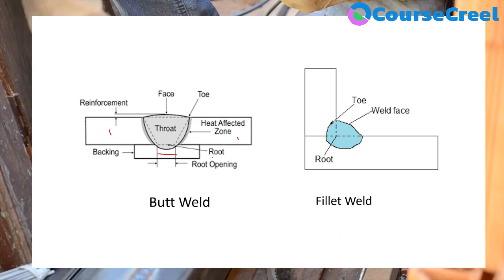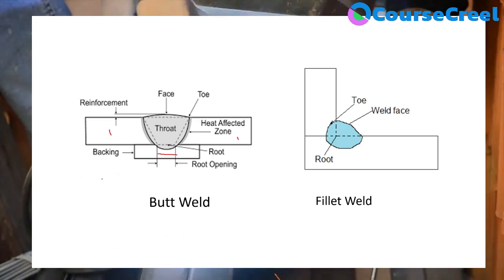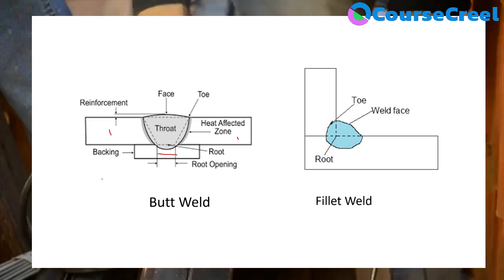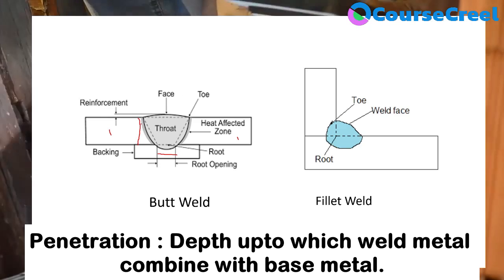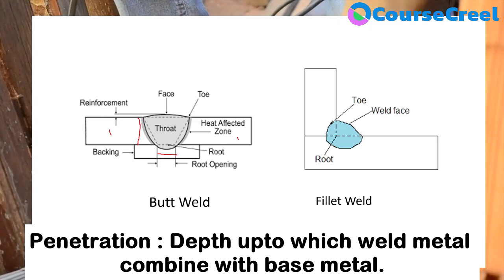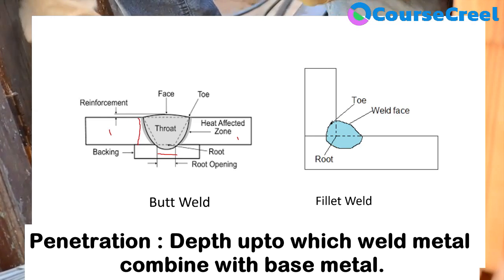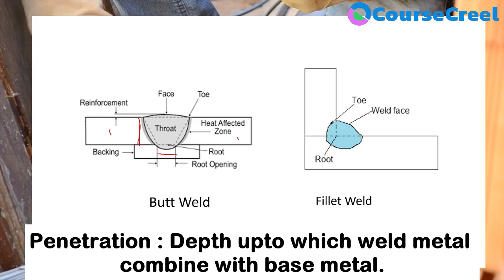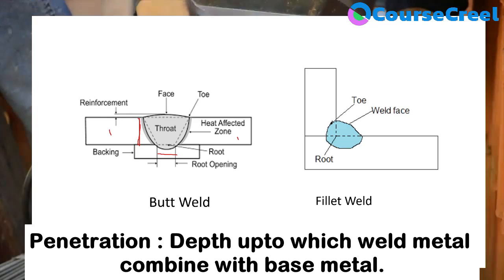Now, as we have discussed backing, we said it is a material support provided at the root side of the weld to aid in the control of penetration. Penetration we can define as the height, or depth, of the weld. So it is the depth up to which weld metal combines with the base metal. Here you can see this depth or height represents the penetration. Penetration is defined as the depth up to which weld metal combines with the base metal.